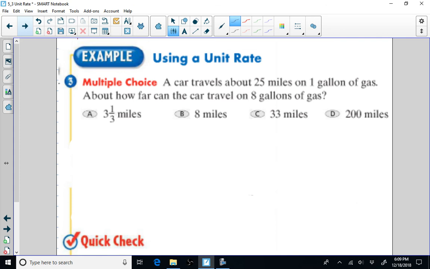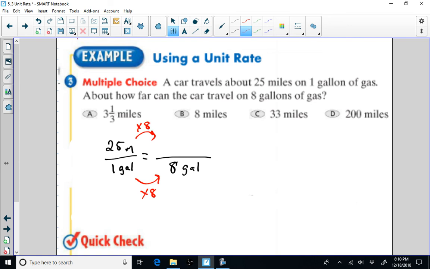Next page. A car travels about 25 miles on 1 gallon of gas. About how far can the car travel on 8 gallons of gas? Well, we're given a unit rate of 25 miles on 1 gallon. We want to know, well, how far can that car travel on 8 gallons? Right? We're using equivalent ratios. I'd have to multiply the denominator by 8. To make an equivalent ratio, we'd have to multiply the numerator by 8. 25 times 8 gives us 200 miles for 8 gallons of gas. That would be answer D.